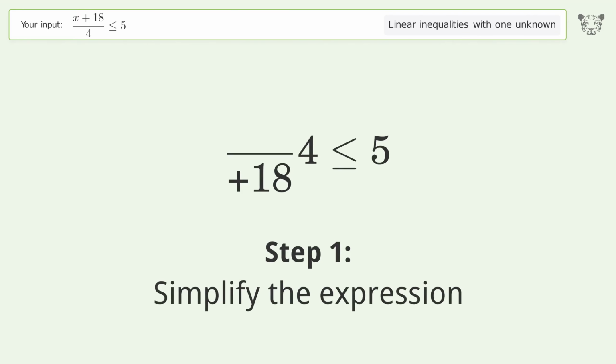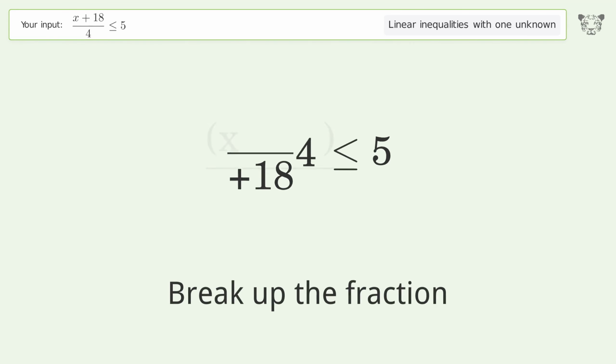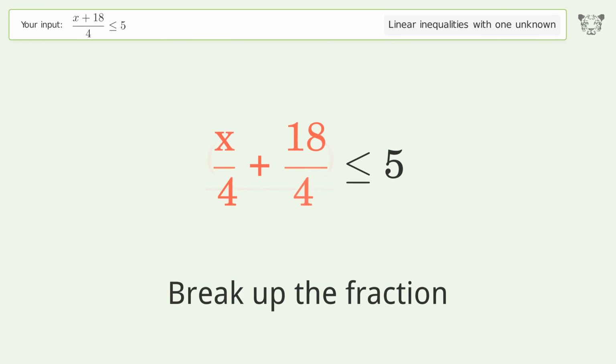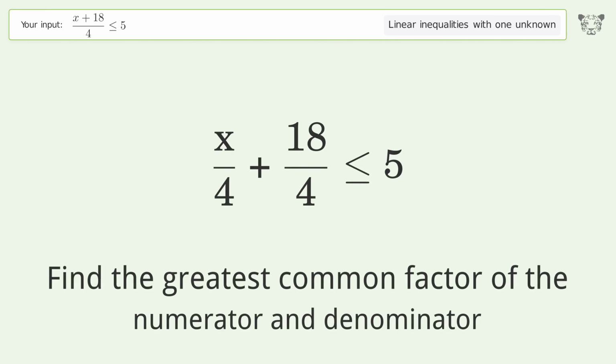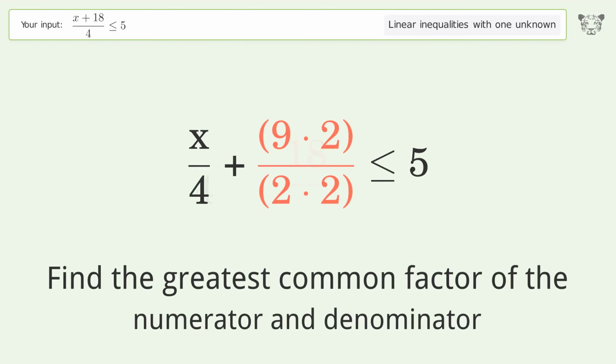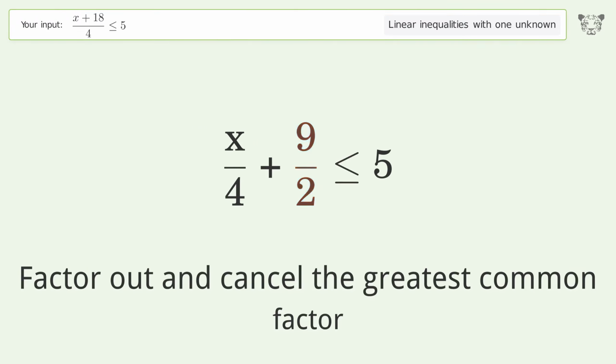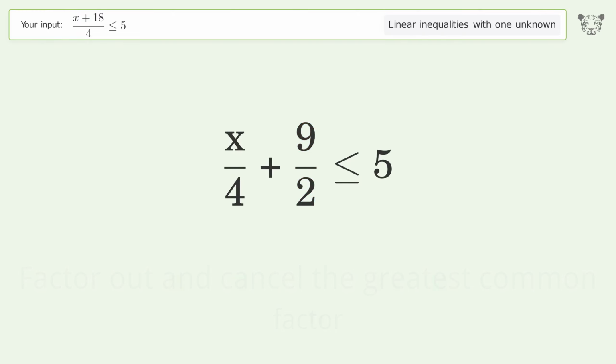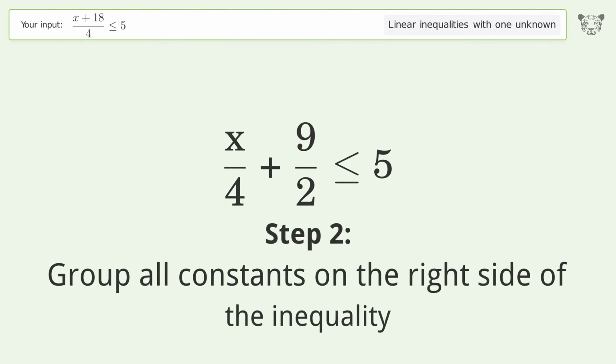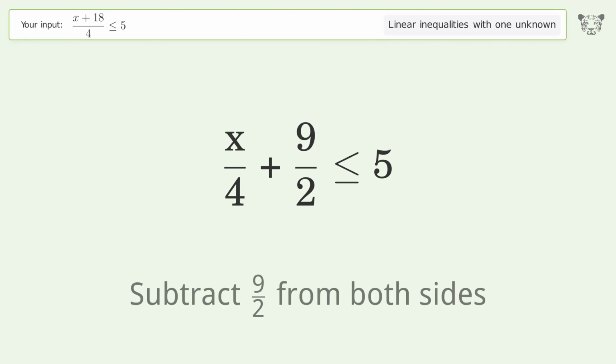Simplify the expression. Break up the fraction. Find the greatest common factor of the numerator and denominator. Factor out and cancel the greatest common factor. Group all constants on the right side of the inequality. Subtract 9/2 from both sides.